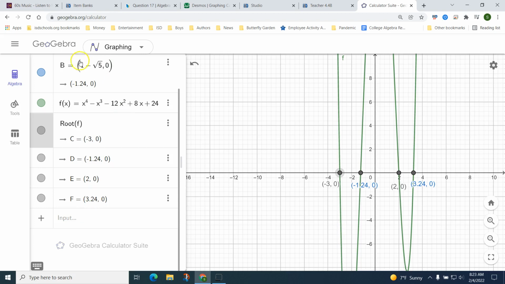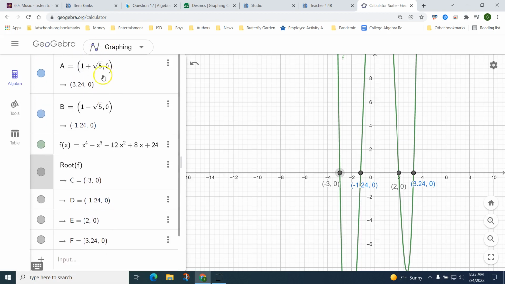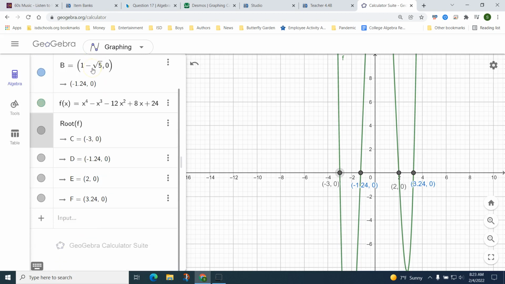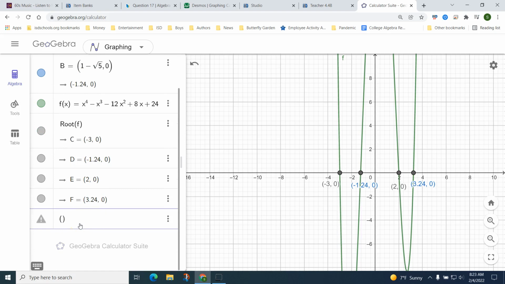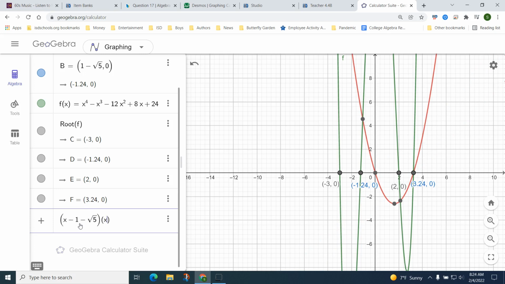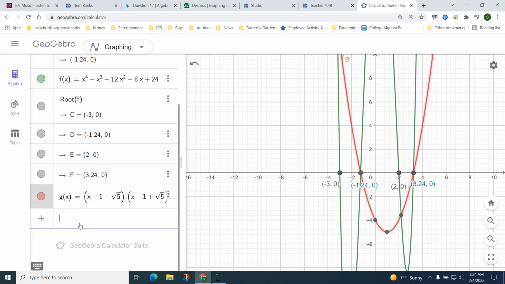The question says to create a polynomial for this. If this is the root, then I have to put the opposite in. Before we go in, notice that these are both positive 1s. So that means the factor is going to be x minus 1, then minus the square root of 5. And then we need the conjugate, still minus 1 because that's real, plus the square root of 5. Okay, and that gives me the g.